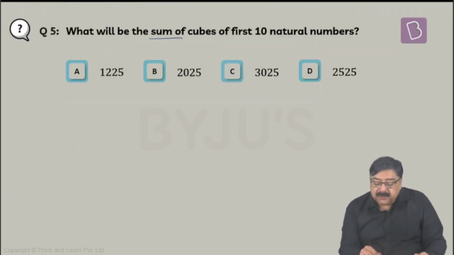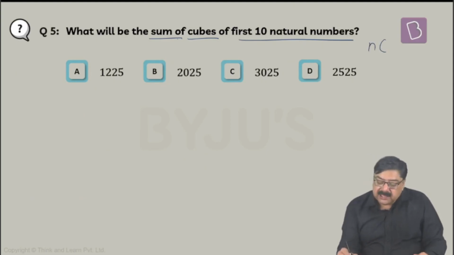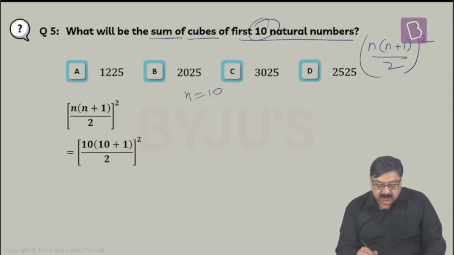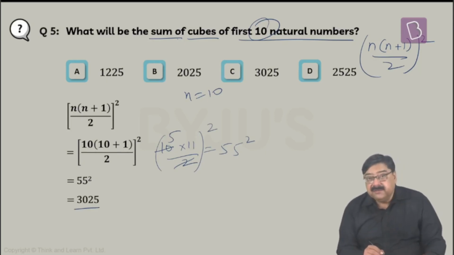Now, what will be the sum of cubes of first 10 natural numbers? That we know the formula as n into n plus 1 by 2 whole square. So using that formula, we know that the value of n here is 10. Substitute 10 into 10 plus 1 by 2 whole square. So 10 into 11 by 2 whole square goes by 5. So 55 whole square, which is equal to 3025.